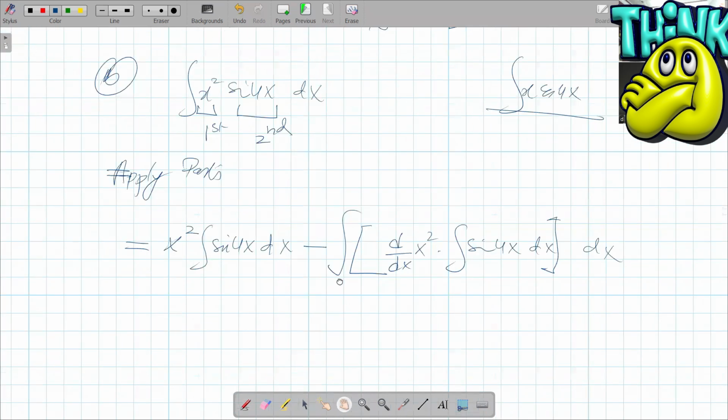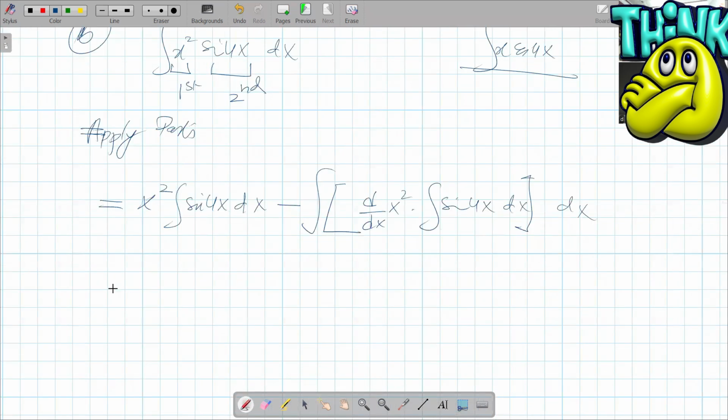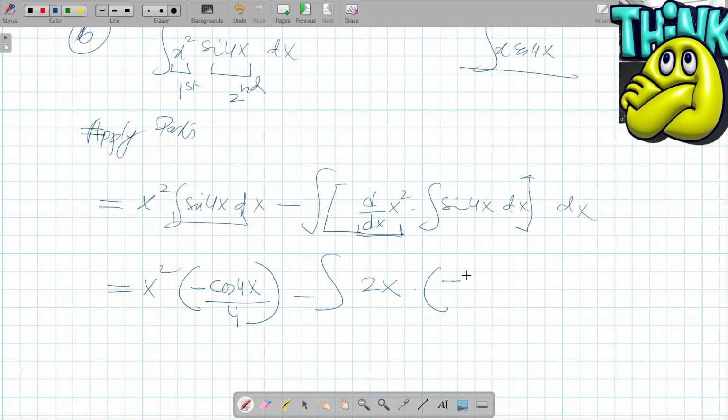Clear? Yeah, I've got the formula. What is now the integral of sine 4x? Minus cos 4x over 4, of course. And the derivative of x squared is 2x. Now the integral of sine 4x is negative cos 4x over 4.